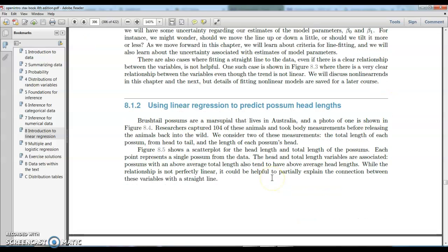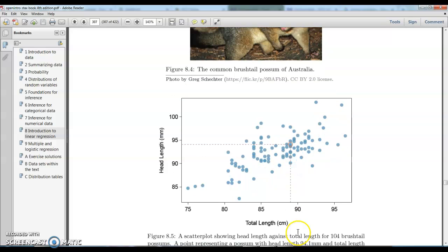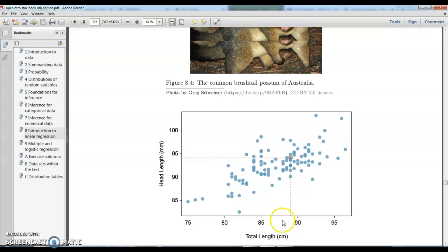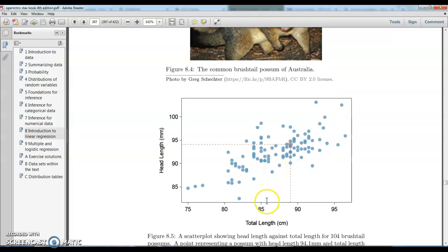Let's look at one more example here. This is a brush-tailed possum. Here we're talking about two variables. With the brush-tailed possum, we were talking about the total length of the possum, so I guess from tail to nose, I suppose, and then the head length, that's just how long the head is. We want to see, is there a relationship between how long the possum is and how long the head is? Well, we could have a possum that is 75 centimeters long and 85 millimeters of head length, right?